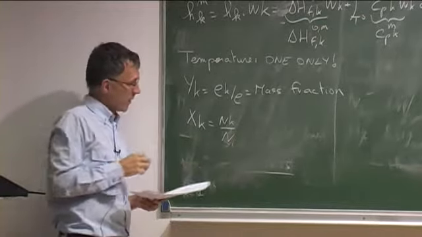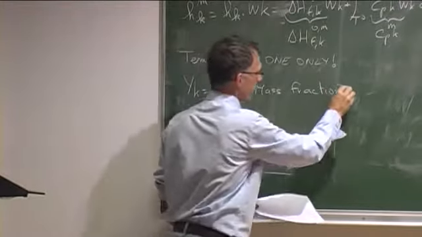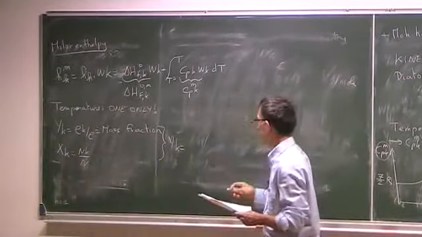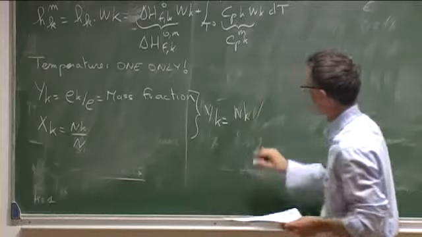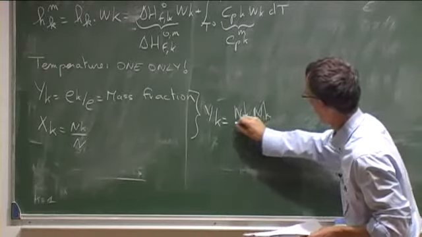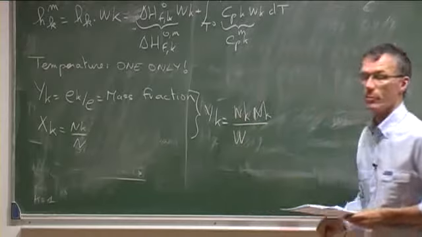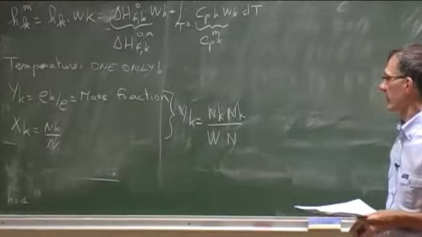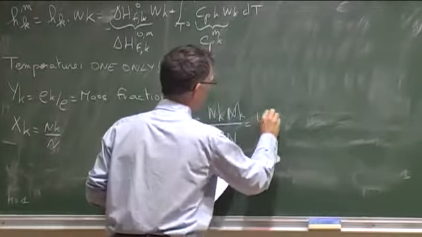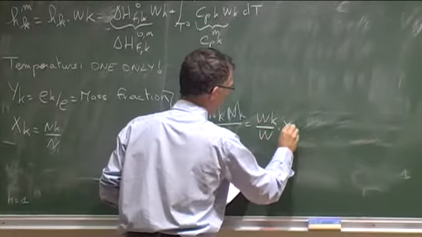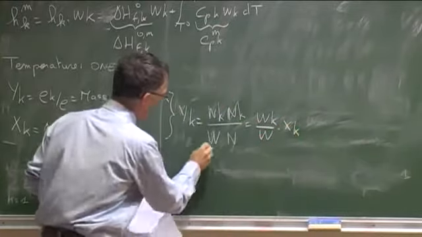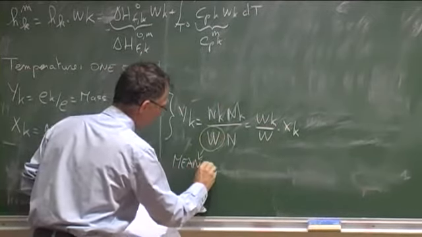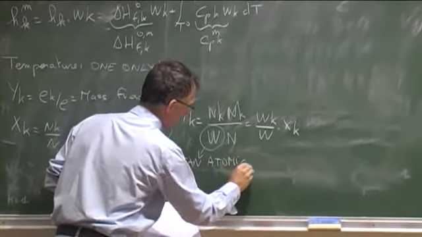So there is a link between these two. It is that yk, which is the mass, so it's the mass of one mole multiplied by the number of moles of k divided by the mean molecular weight, and this is something I need to discuss now, multiplied by the total number of moles. So you see that yk is nothing else than wk over w multiplied by xk. W here, this is the mean atomic weight of the mixture.